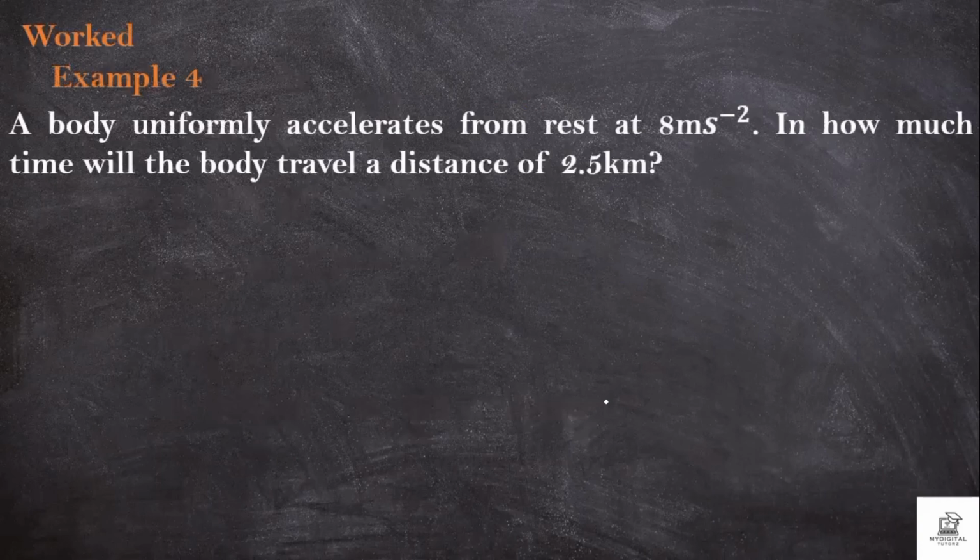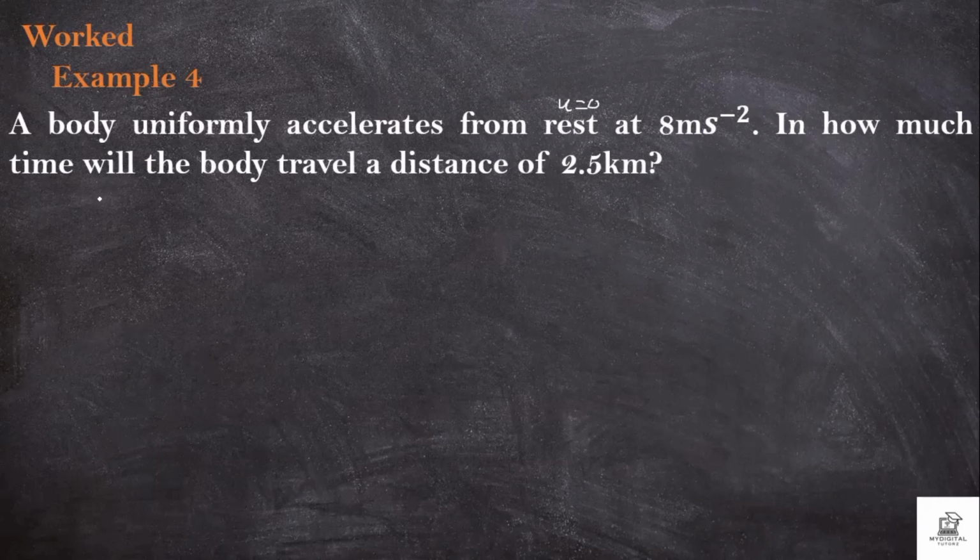The next question says, a body uniformly accelerated from rest, again u is equal to 0, at 8 meters per second squared. In how much time will the body travel a distance of 2.5 kilometers?